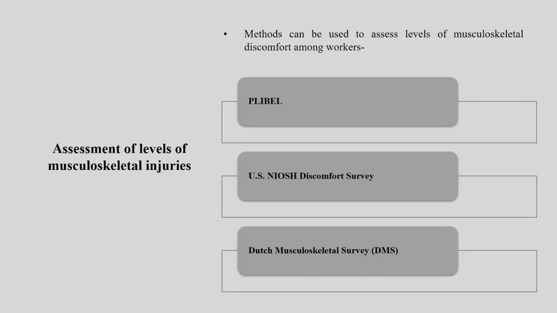So if we talk about musculoskeletal injury assessment and the level of that musculoskeletal injury, we majorly talk about PLIBEL, the NIOSH discomfort survey and the Dutch musculoskeletal survey. These are the three very strong tools which we use at the initial level if we want to identify or assess musculoskeletal injuries.